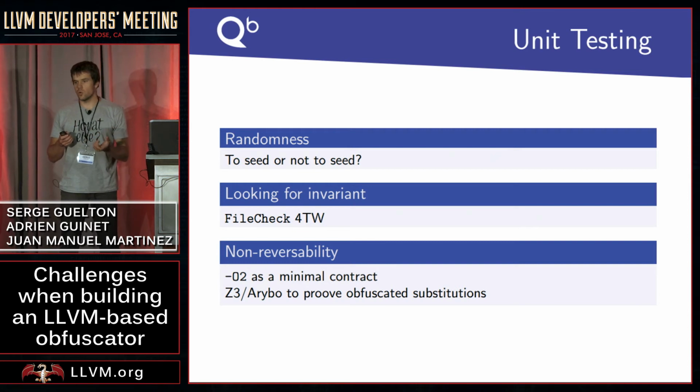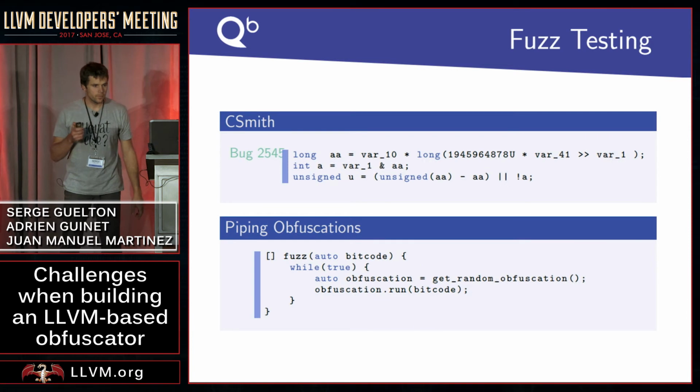Some obfuscations are just replacing a simple instruction by a more complex one, but sometimes it's difficult to prove whether it's correct or not. So we use the Z3 prover or a homegrown solver called Haribo to prove that these substitutions are always correct. So that's for unit testing.